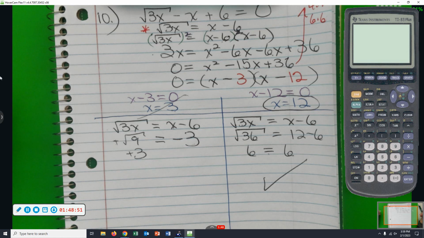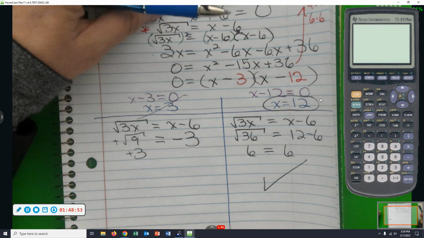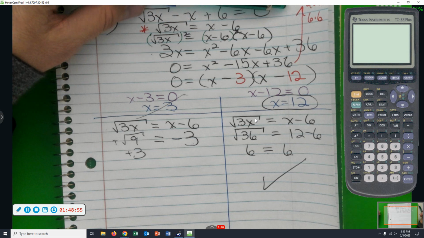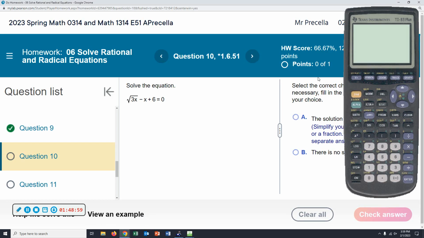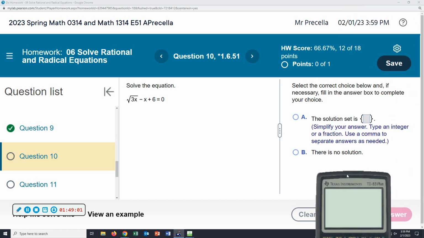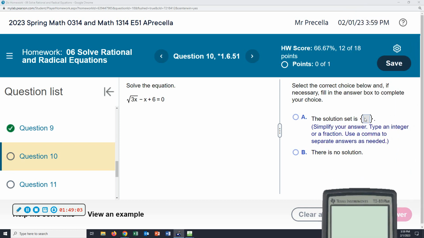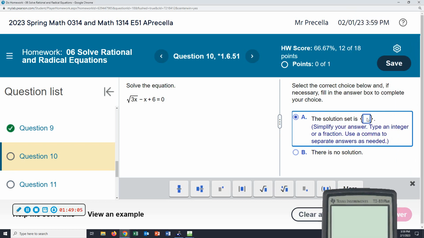It's very hard to rig one where there are 2 answers and neither of them checks. It's not that hard to rig one where there are two possible answers and they both check. I don't think that's happened today, but that can be rigged pretty easily. What is the answer? 12? I was about to say 6.